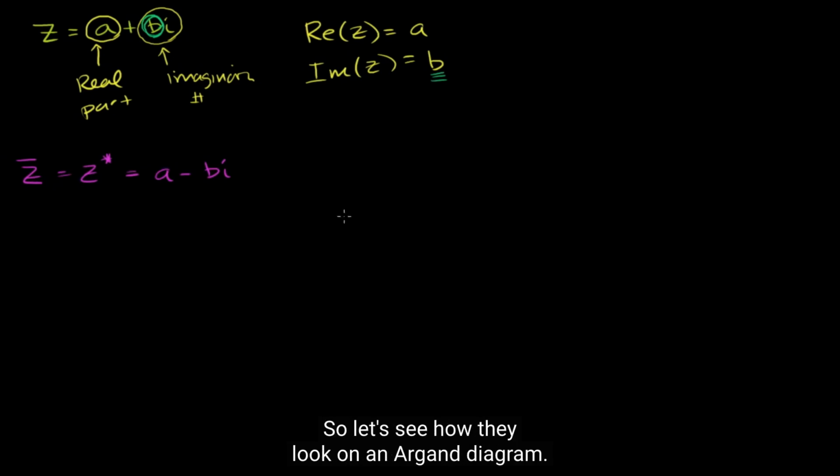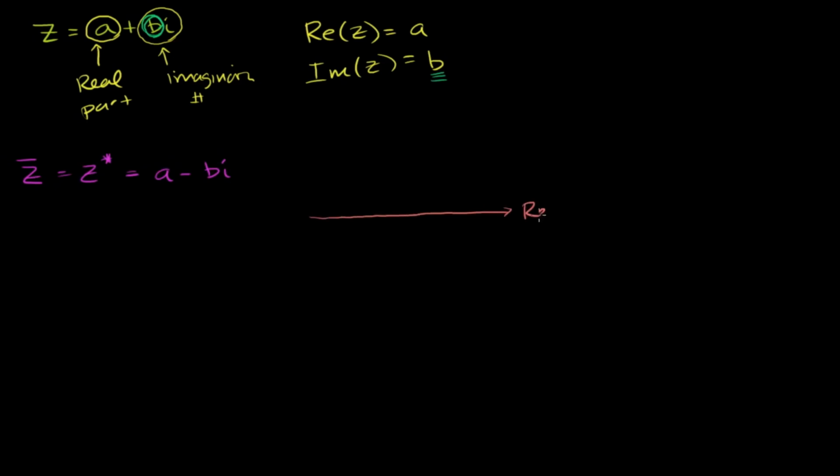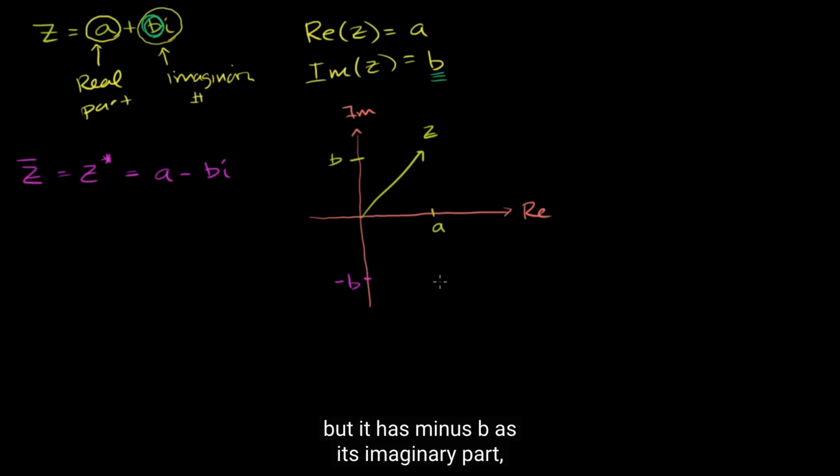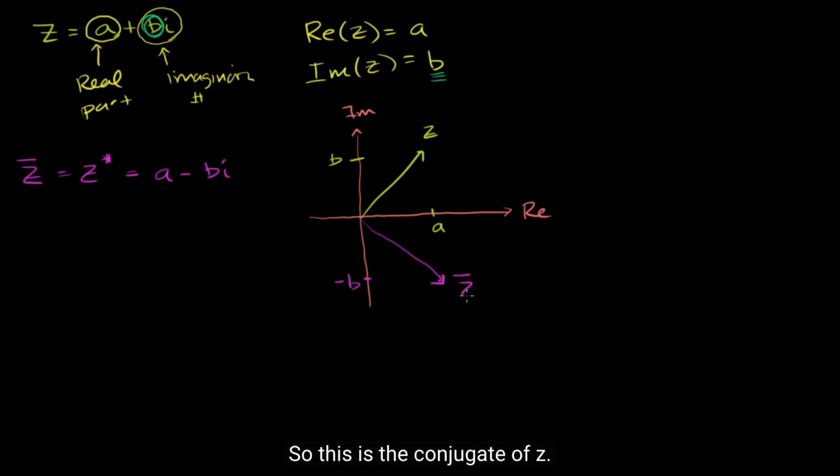So let's see how they look on an Argand diagram. So that's my real axis, and then that is my imaginary axis. And then if I have z, this is z over here. This height over here is b. This base, or this length right here, is a. That's z. The conjugate of z is a minus bi. So it comes out a on the real axis, but it has minus b as its imaginary part. So just like this. So this is the conjugate of z.